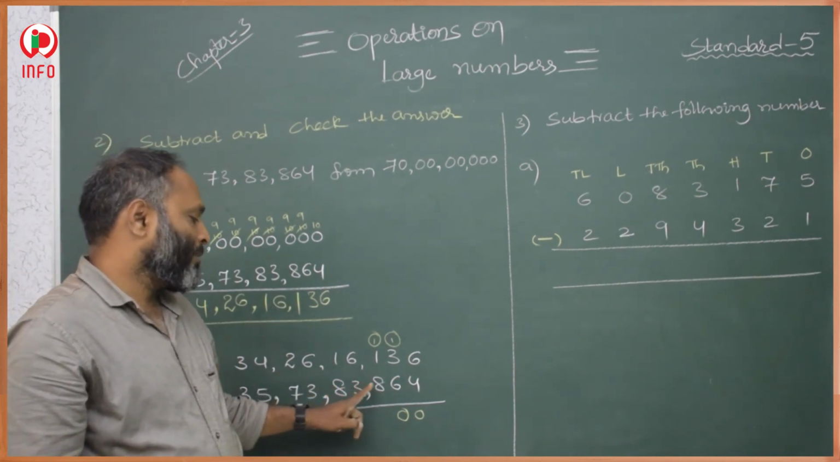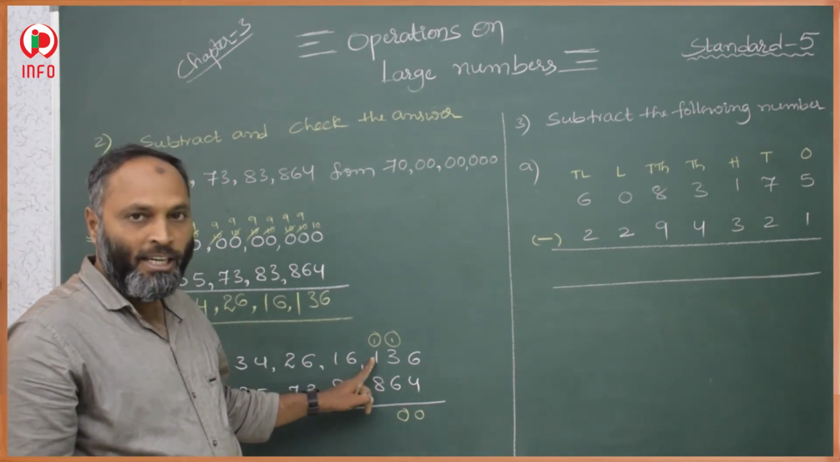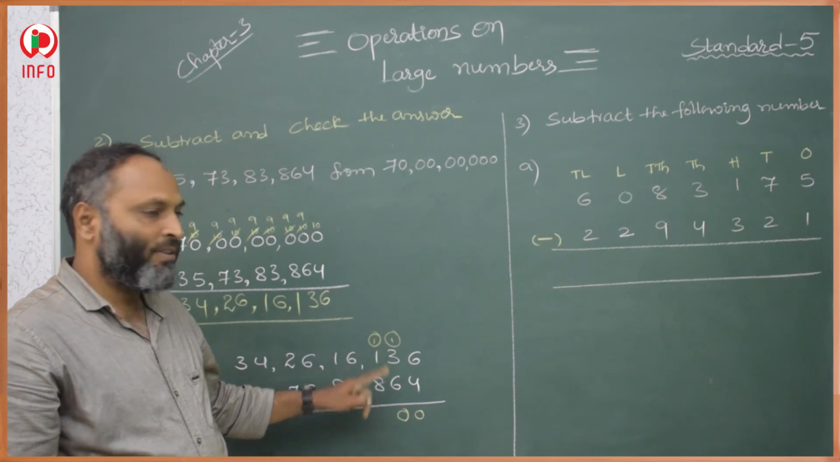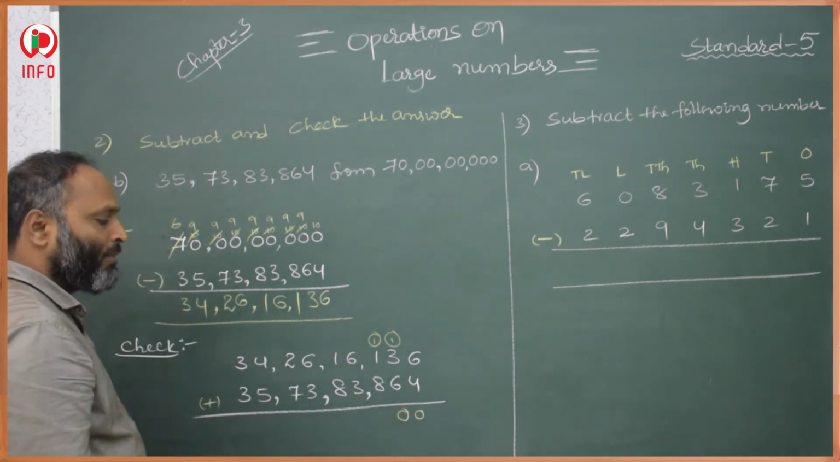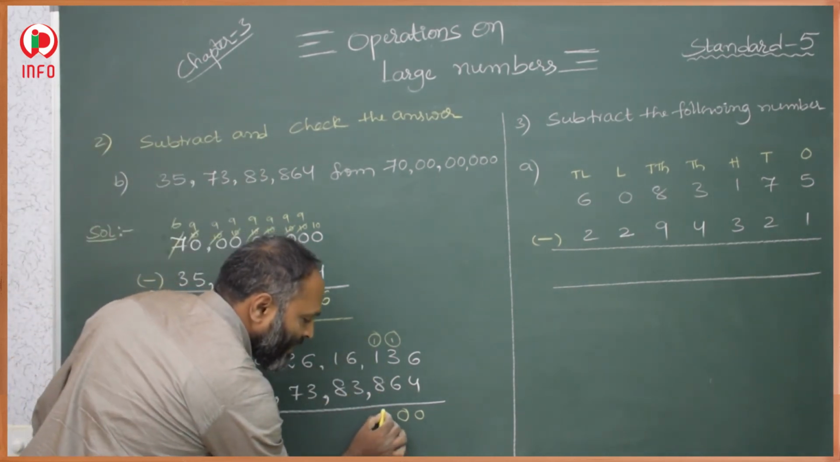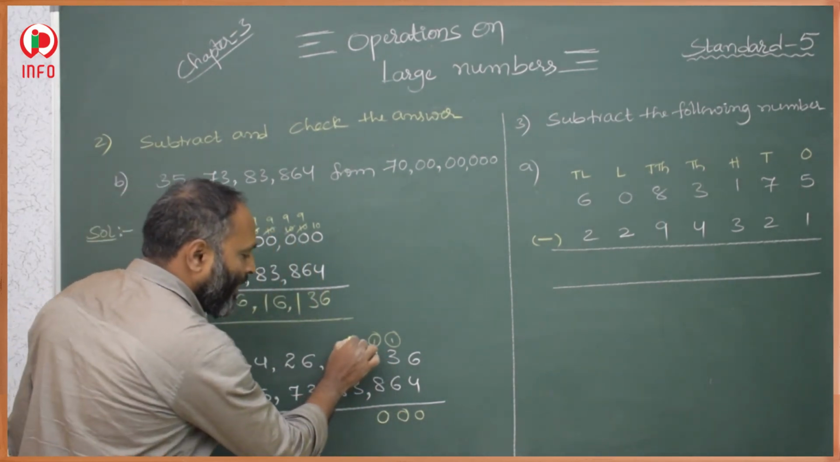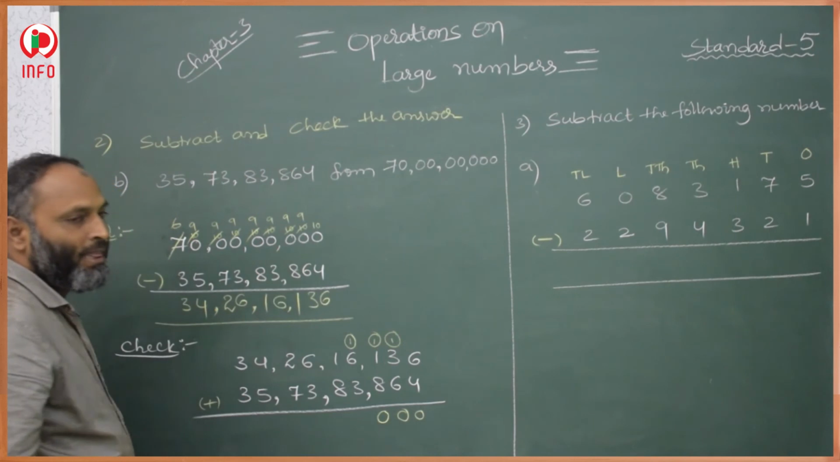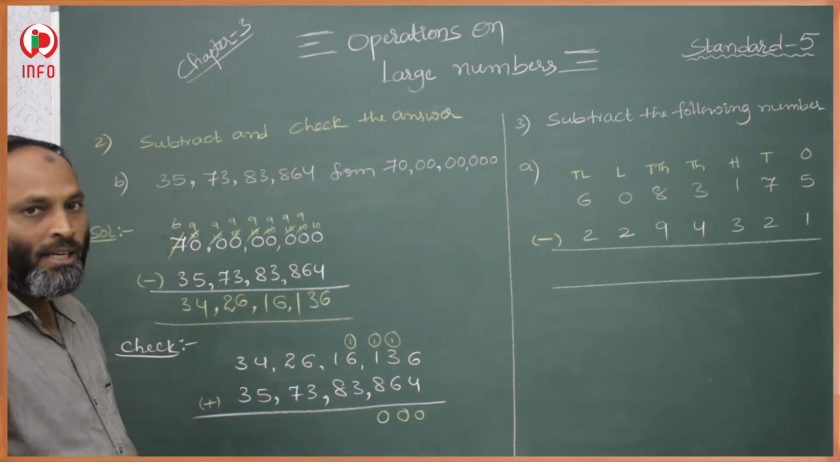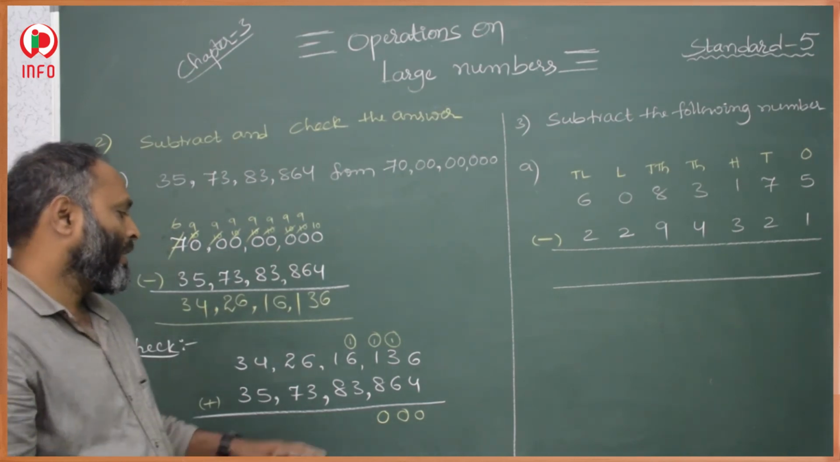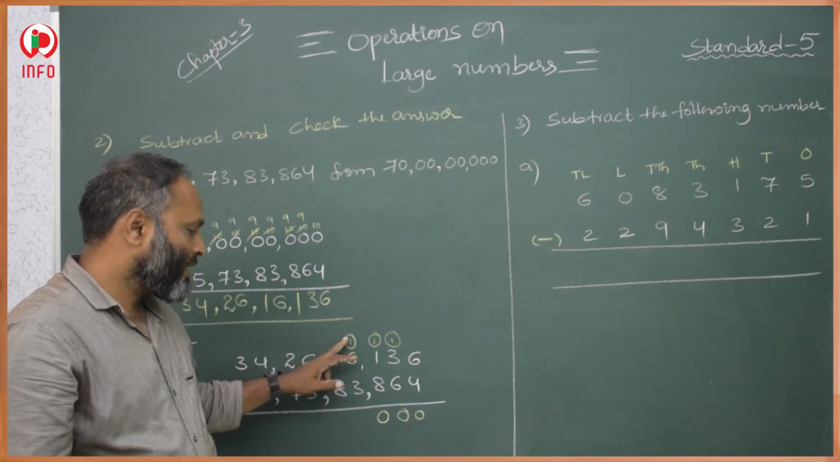After that, hundreds place. 8 plus 1 is 9. 9 plus 1 is 10. 10 is a double digit number. So in a double digit number, we keep 0 below the hundreds place, and the 1 we have to keep at the very next place, that is the thousands place. Then 6 plus 1, 7.